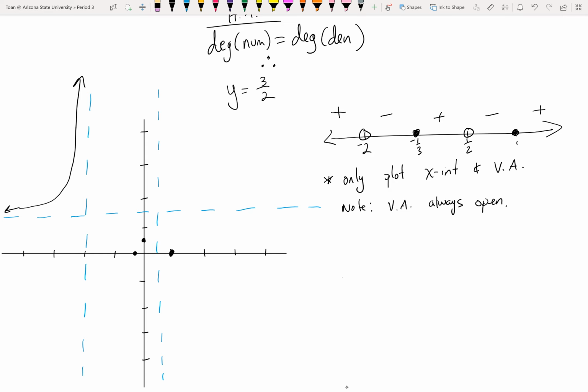So I hate to say it, guys. I mean, there's no trick about it. You just got to use some thinking. Once I have my sign diagram, is it above or is it below? You just got to use logic. You okay with that?